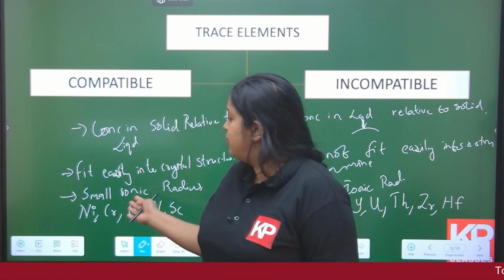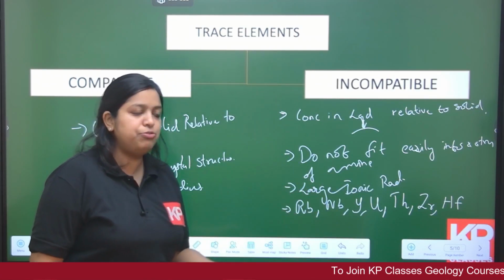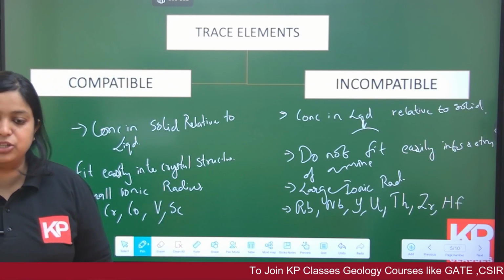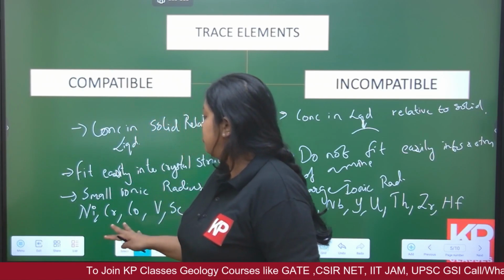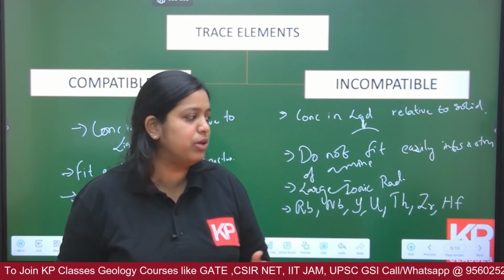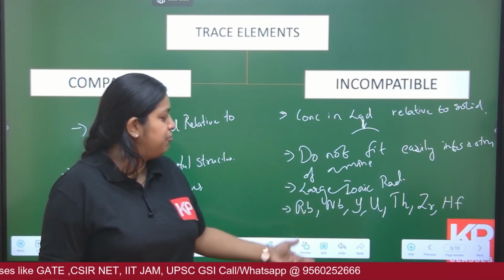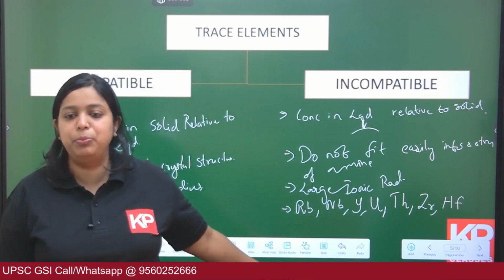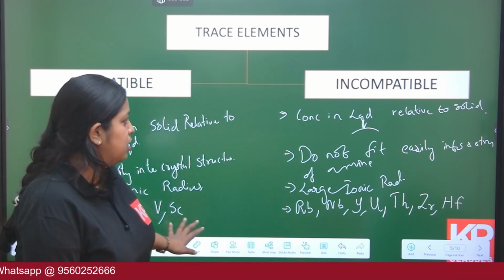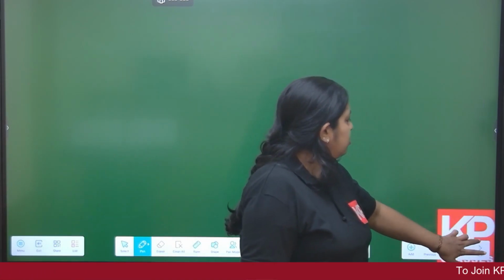The compatible ones fit easily into the crystal structure. Incompatible elements do not fit easily into the crystal structure of minerals. Now, compatible ones have comparatively smaller ionic radius, whereas most of the incompatible elements have larger ionic radius. I have provided some of the important compatible and incompatible elements.